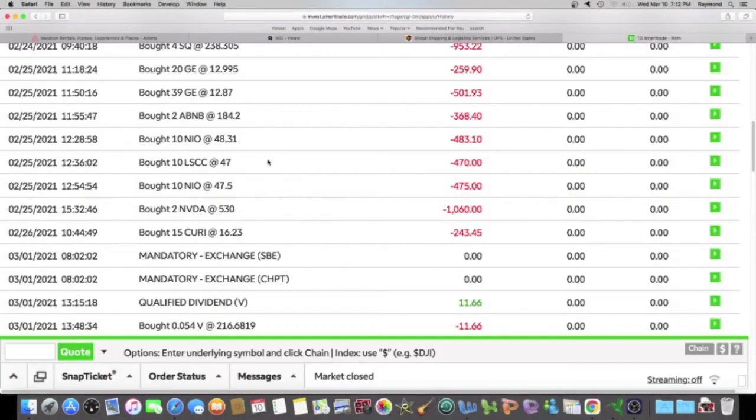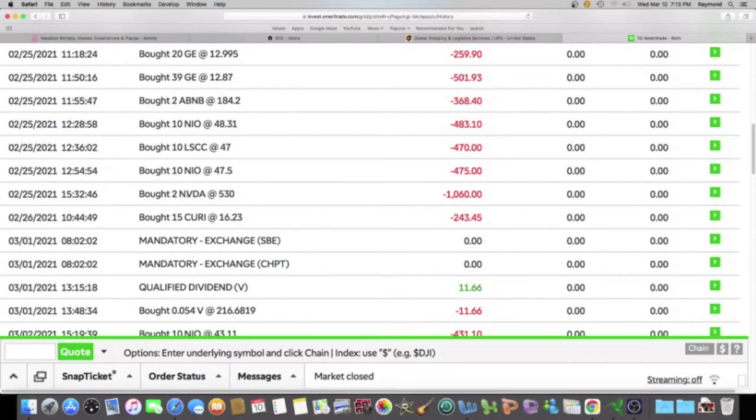The next stock that I bought is stock ticker LSCC, and this is Lattice Semiconductor. I already own the stock. I decided to grab some more. The next stock that I bought is stock ticker NVDA, and this is NVIDIA stock. I already own it. This is more to my portfolio. Next stock ticker, CURI. This is Curiosity Stream. I bought more of this stock.